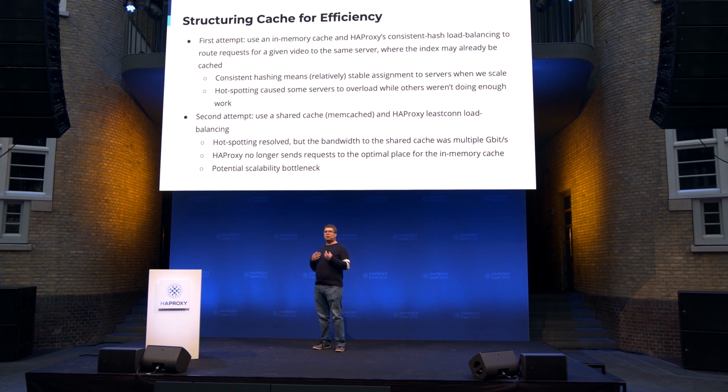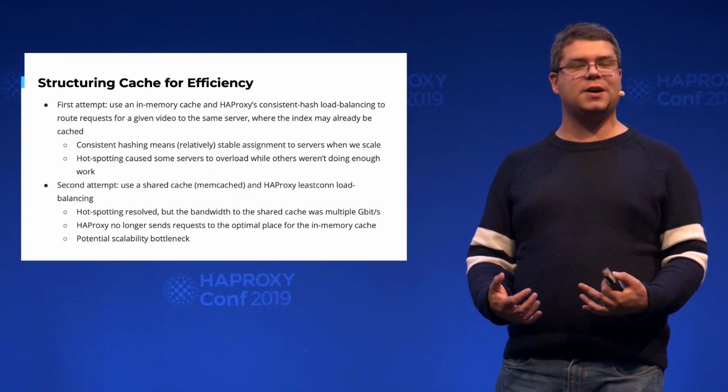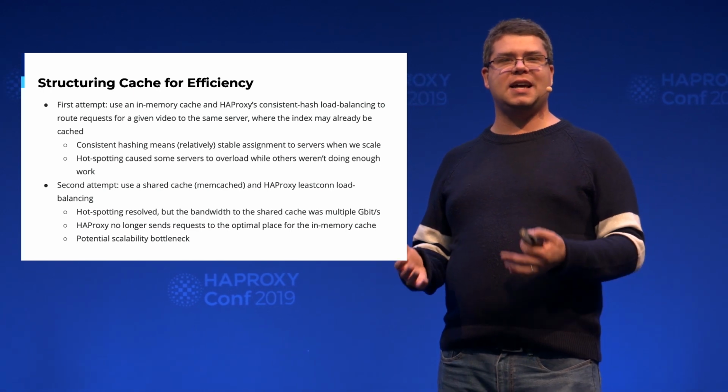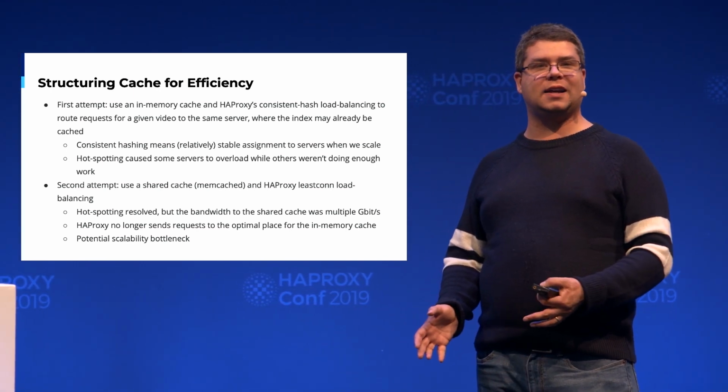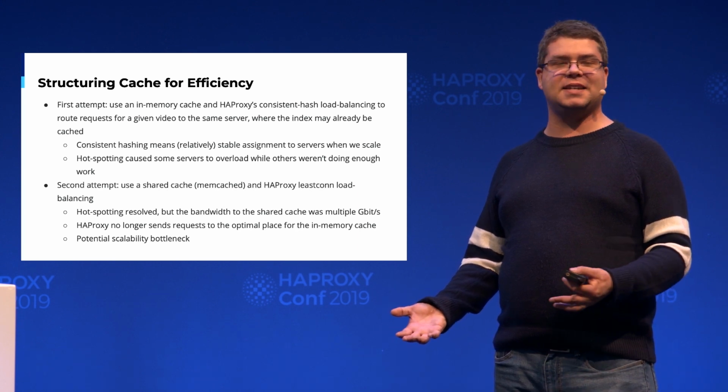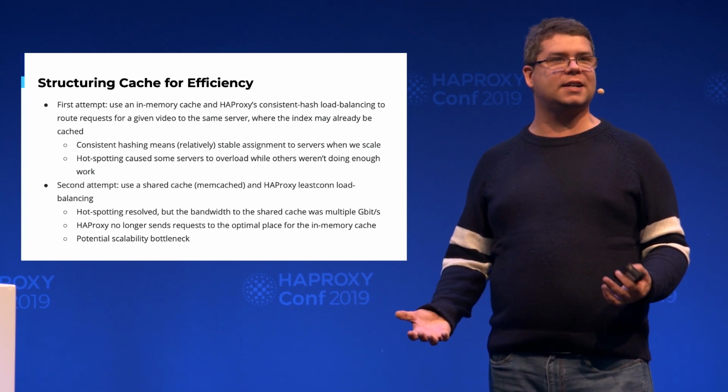So when we were building this thing out and first putting it in front of a small segment of our users, what we figured we could do was, well, we have HAProxy, and HAProxy is great. And what we can do is just have this cache in memory on the server that is doing the indexing and that is sending out this data. And HAProxy has consistent hash load balancing based on, for instance, a URL segment, the part of it that says which video clip we're trying to send to the user.